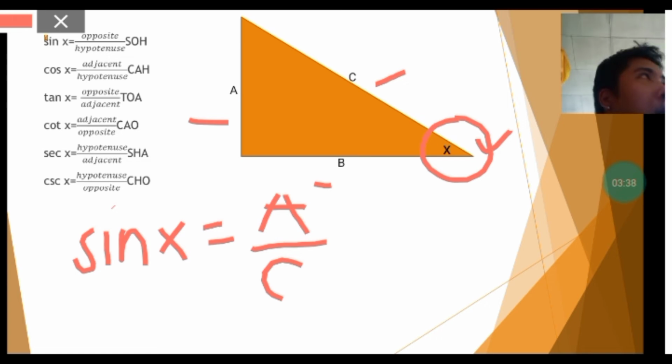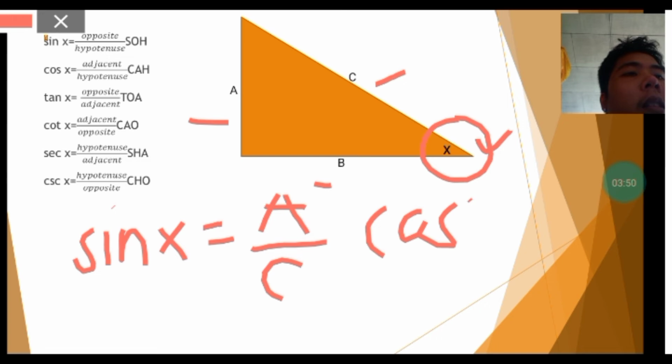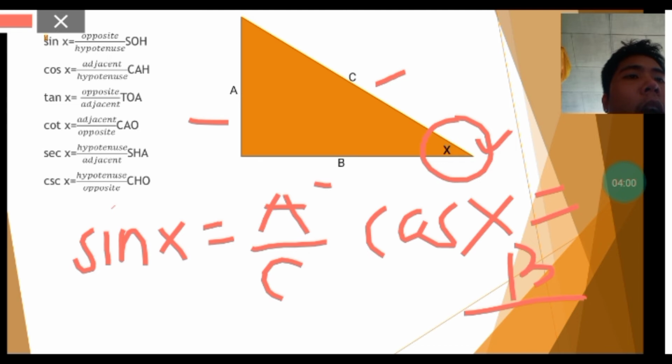Very basic. Sometimes it has an equivalent value. And if you're asked for cos x, it depends on your angle as your basis. Adjacent, so you have b, then hypotenuse c. So you have b over c. That is the sine and cosine.